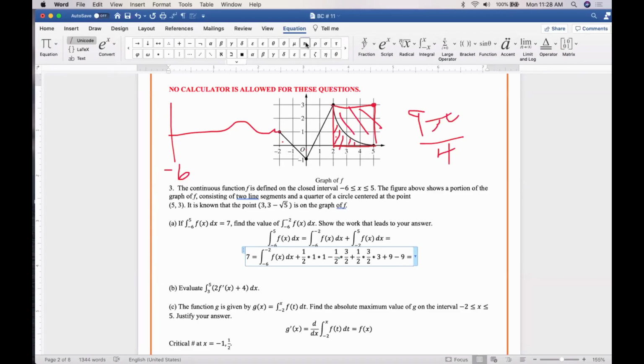Where's that? Pi over 4. And that's it. I just combine whatever look alike and get my answer. Is that okay?